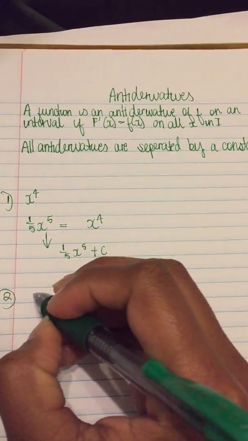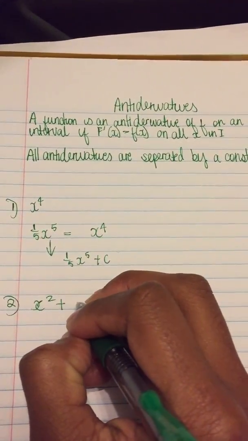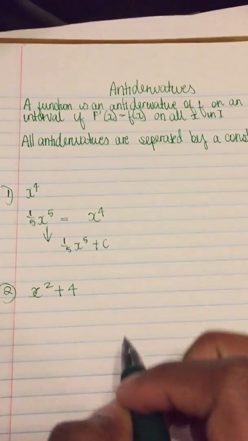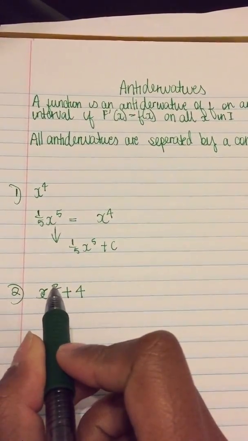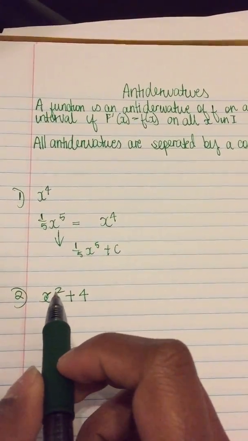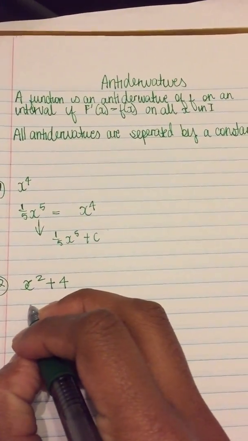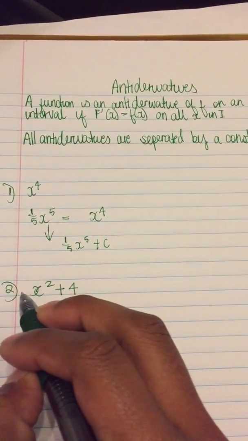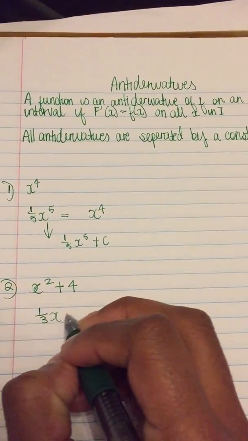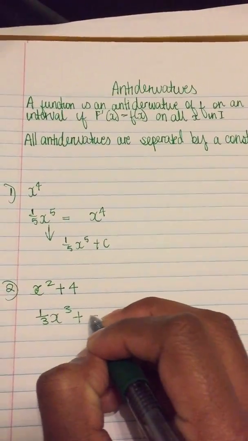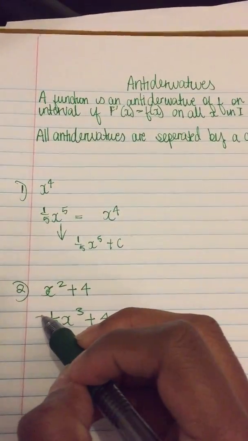So let's say maybe we got x squared plus 4. How would we go backwards? So we know that this would be 3 because it would be n plus 1, because to get this we said n minus 1. So we know that 3 goes at the top, right? But if we're multiplying 3 to the front because we bring down the power from before, it'd be 1/3 x cubed plus 4x. And this would be your antiderivative of this.